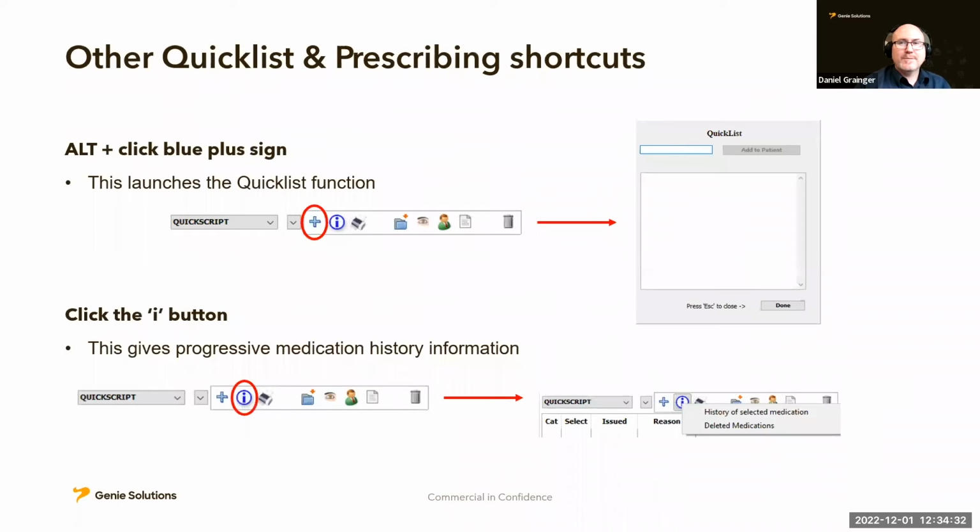Some other shortcuts when using Quickscripts include Alt-click the Add New Prescription button, which is the blue plus sign. This will launch the Quick List function. Alt-click the I button in the prescription area of the clinical window, and this will give the user a progressive medication history information.